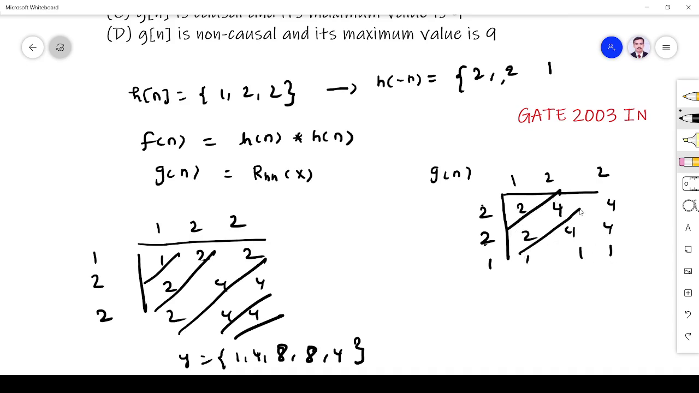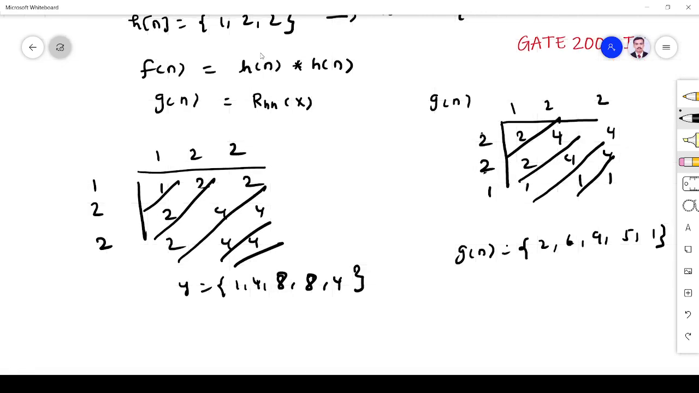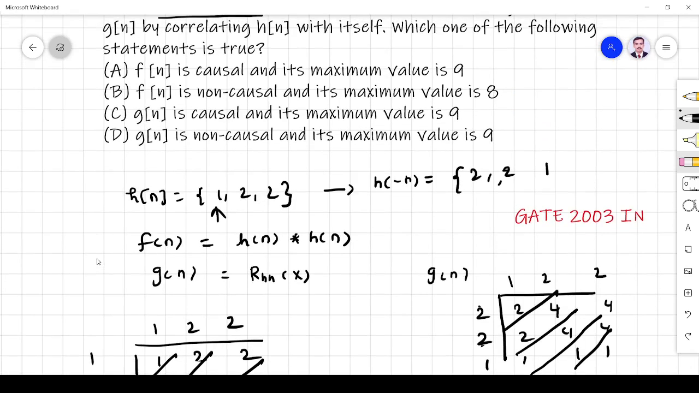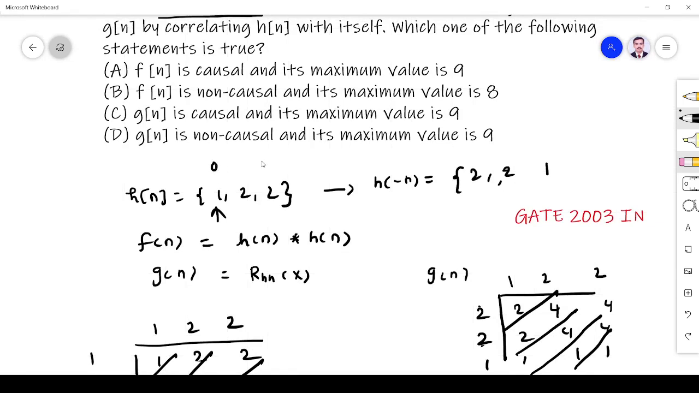Now you put the table. G of n, this is the correlation: 2, 6, 9, 5, 1. So you see h of n starts from 0, so y of n starts from 0 for convolution. But for correlation, h of n starts from 0 to 2, and h of minus n goes from minus 2 to 0. So the output will be from minus 2 to plus 2.